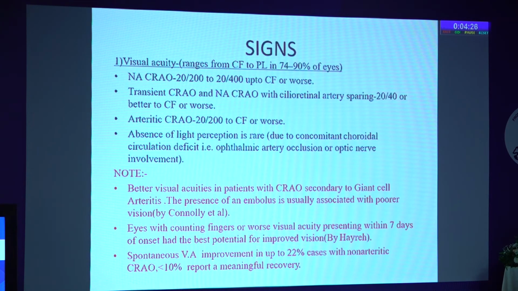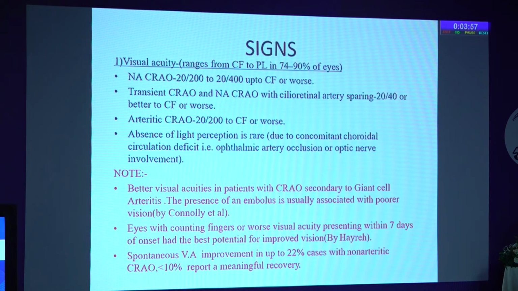You can have a sudden drop in vision, and you can have very severe visual loss, usually up to counting fingers or even worse. You can have a PL negative patient if there is an ophthalmic artery blockage. So the main symptom is sudden painless diminution of vision.